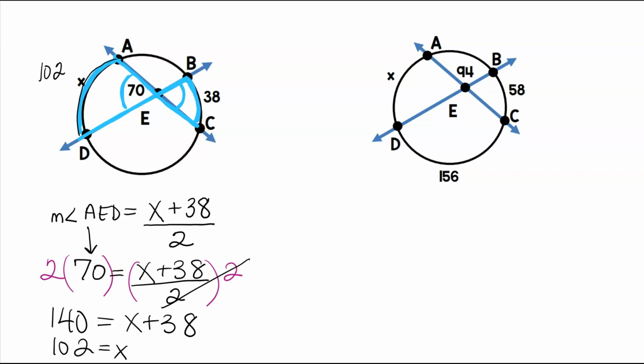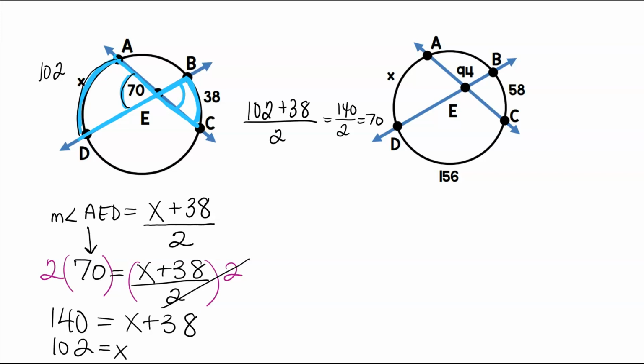You could quickly check yourself. If this were multiple choice, you could plug in and you could say, okay, well, let's see, 102 plus 38 divided by 2. 102 plus 38 is 140. When I divide that by 2, I get 70, which is what I needed to get.